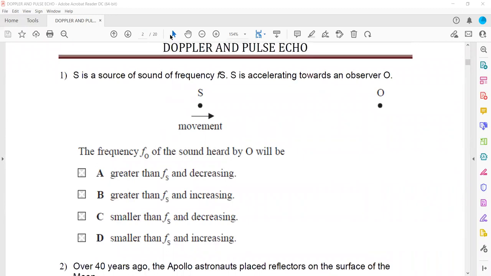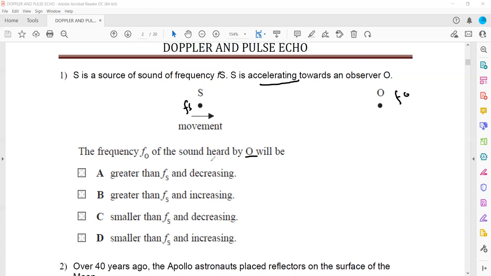In question number 1, there is a source which is emitting out a frequency Fs. So this is the frequency which is emitted out from the source, Fs. And it is accelerating towards the observer. It's moving towards the observer. Its speed is increasing. So the question is, the Fo is the frequency of a sound heard by, or received by, the observer.